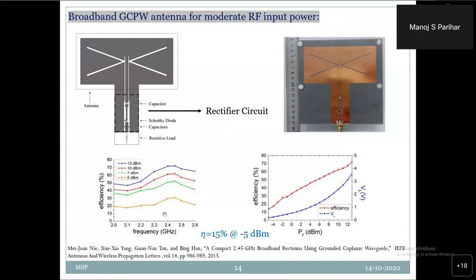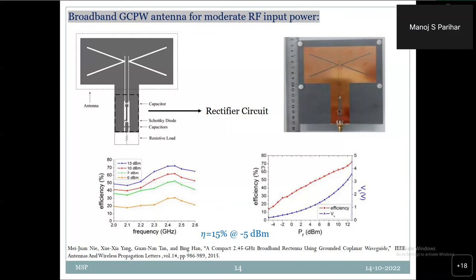You can see here, for different input power levels, the author plotted the efficiency curve. When your RF power is high, you have more convergent efficiency. Low power means your efficiency will be less. If your power is high, efficiency will be high. When your power level is less, maybe in the range of minus 2 dBm or minus 4 dBm, efficiency drastically reduces to only 15%. So this circuit is basically for the moderate input power level. If your power level is lesser than this, the efficiency will be very low.